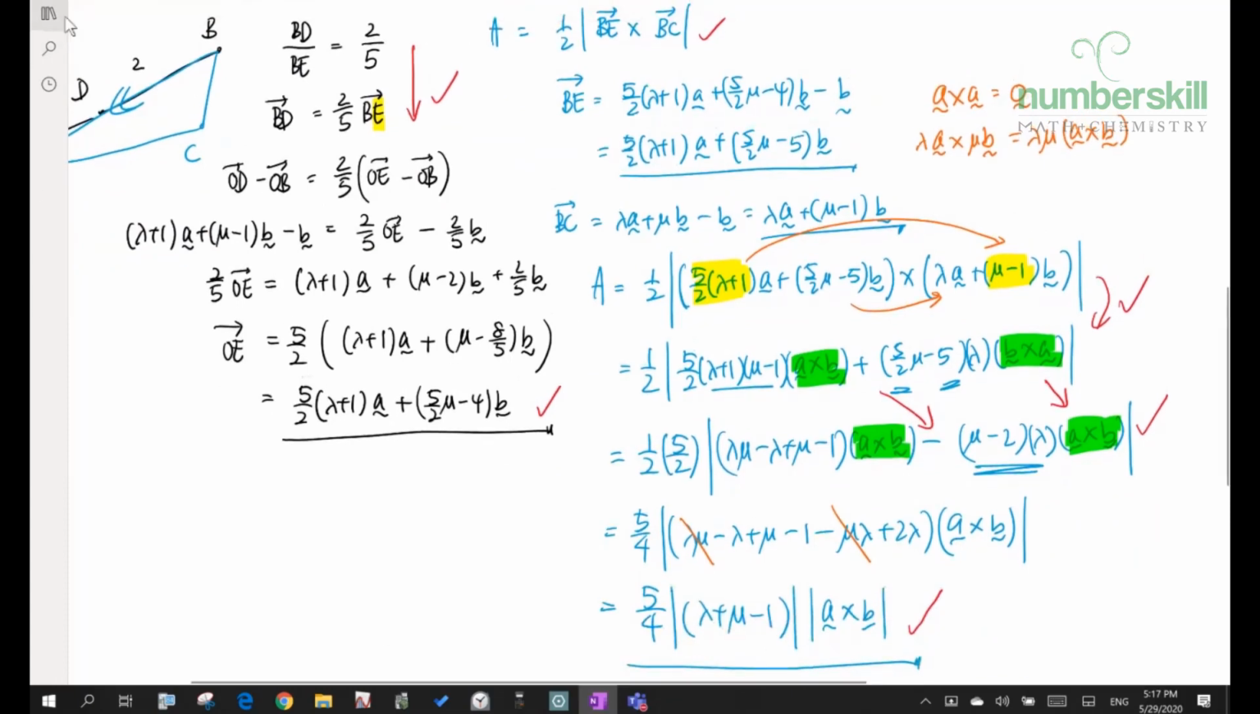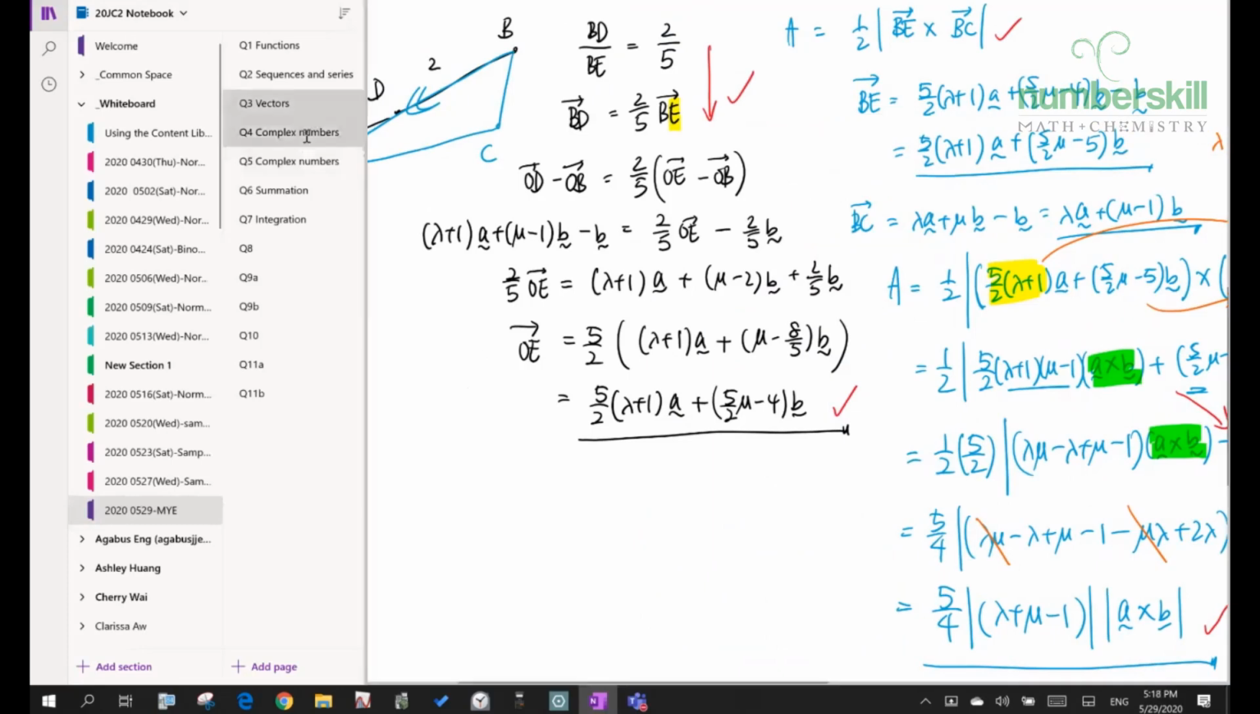Okay, no questions. Let's move on. All right. Next one. Favorite, right? Complex number.